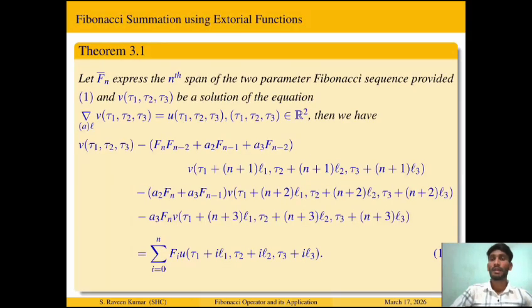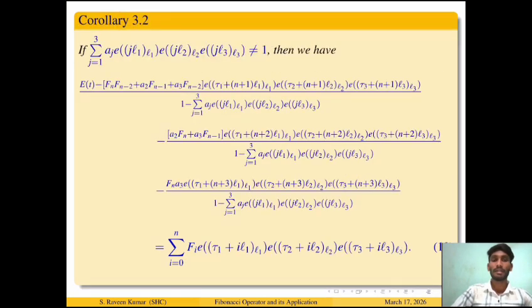Theorem 3.1. Let fn express the nth term of the three-parameter Fibonacci sequence provided by equation 1, and v of tau 1, tau 2, tau 3 be a solution of the equation nabla of v of tau 1, tau 2, tau 3 is equal to u of tau 1, tau 2, tau 3, where v of tau 1, tau 2, tau 3 belongs to R square. Then we have v of tau 1, tau 2, tau 3 minus fn into fn minus 2 plus a2 fn minus 1 plus a3 fn minus 3, and this is equation 10.